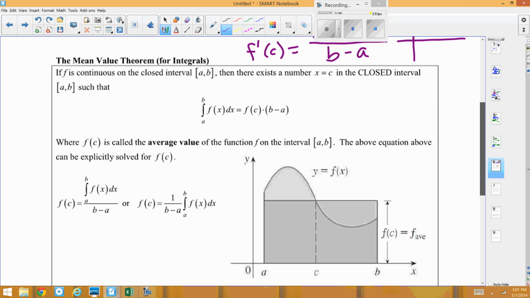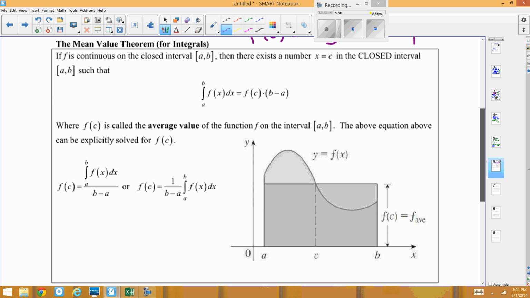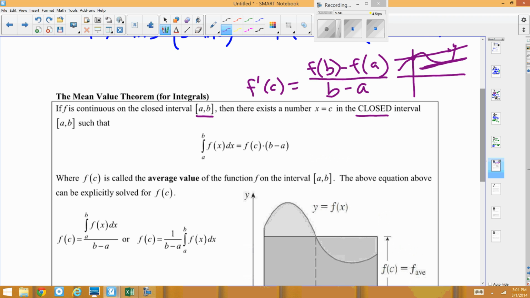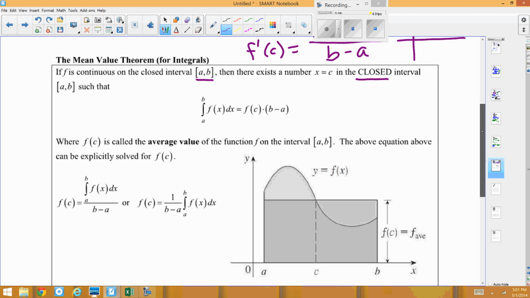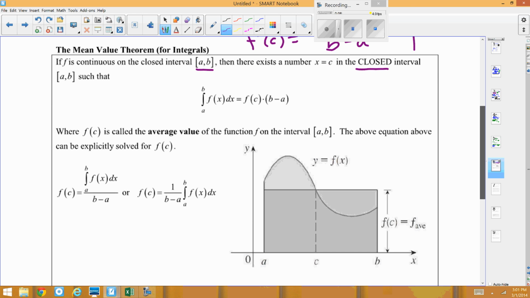Now, this one's a little bit different. The mean value theorem for integrals. If f is continuous on a closed interval, then there exists a number c, x equals c, in the closed interval. Before with derivatives, it had to be on that open interval from a to b. It couldn't be an endpoint. But now, with this, it can be an endpoint. Such that this integral, the accumulation, the area under the curve, would be equal to f of c, some y value, times b minus a.